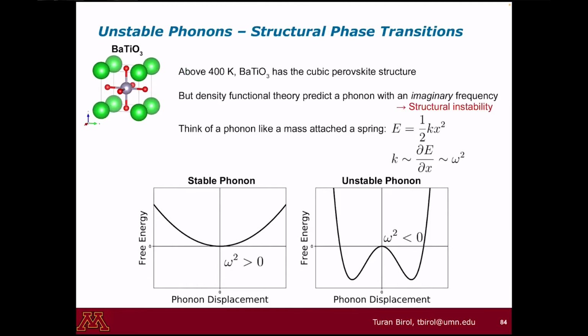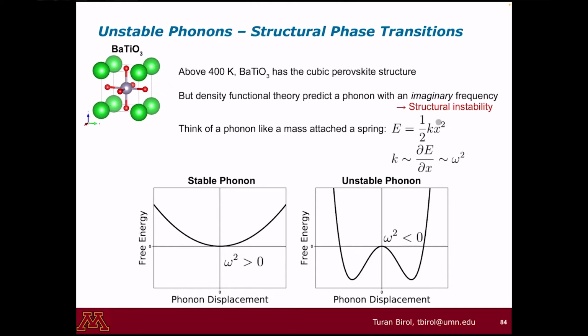And when they are imaginary, we often plot them as negative in the dispersion plots just because it's a convenient way to plot them. But those imaginary phonon frequencies correspond to structural instabilities. In particular, consider the figure on the left. Let's say we have the energy of our system as a function of the displacement of one or more atoms according to some specific phonon displacement pattern.